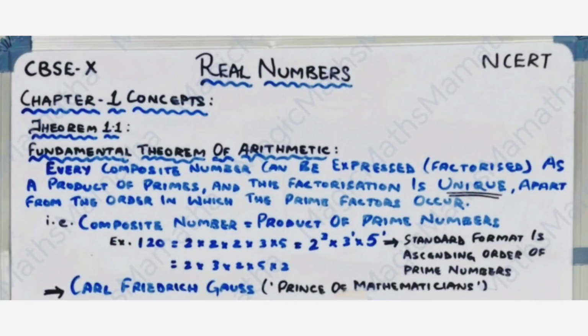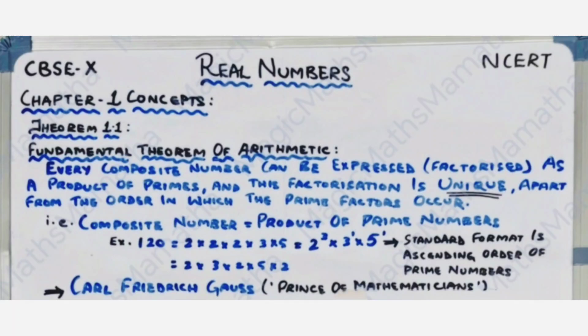Now I can express this number as a product of prime numbers, which is nothing but 2 into 2 into 2 into 3 into 5. Are we interested in the order? So we can even write this as 2 into 3 into 2 into 5 into 2, which can be further expressed in terms of its powers. So we express this as 2 raised to the power 3 multiplied by 3 raised to the power 1 multiplied by 5 raised to the power 1. But the standard format that we follow is the ascending order of the prime numbers.